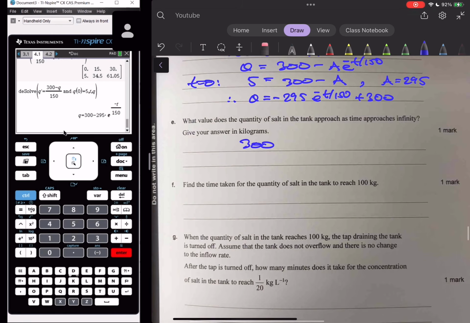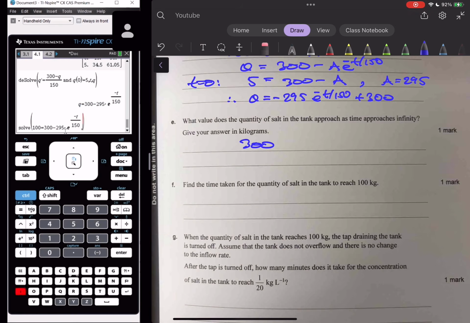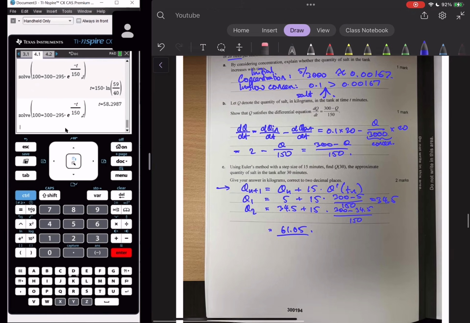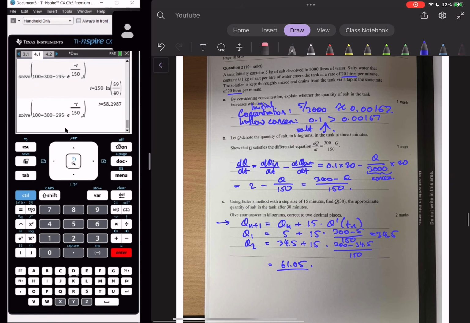Find the time taken for the quantity of salt to reach 100. So what we can do is just solve 100 equals, let's grab this, and then solve this with respect to t. This is approximately 58.29 minutes. It doesn't say how accurate, so let's just say 58.3 minutes. Does it say how many decimal places it wants? Maybe not, we'll just keep it as that.